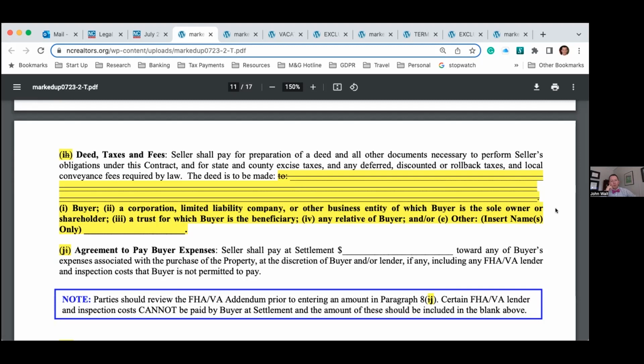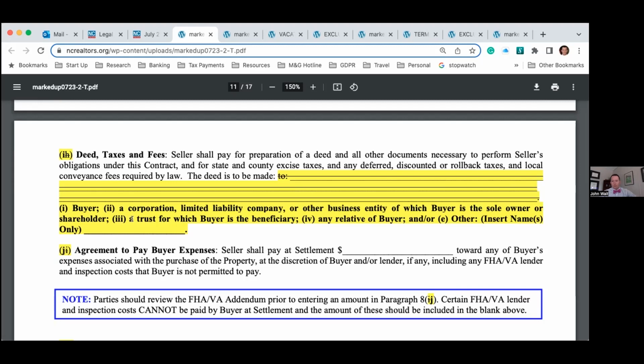In any event, what this does is make it so that you have the buyer, right? The buyer is right on the top page. You fill that in. The deed can be made out to the buyer. Even if it's multiple people, the definition includes all the people on that line on the first page of the contract, and a corporation, limited liability company, or other business entity of which the buyer is the sole owner or shareholder.